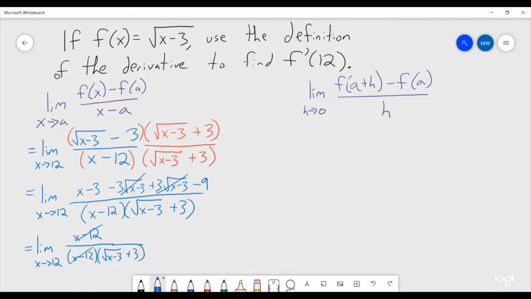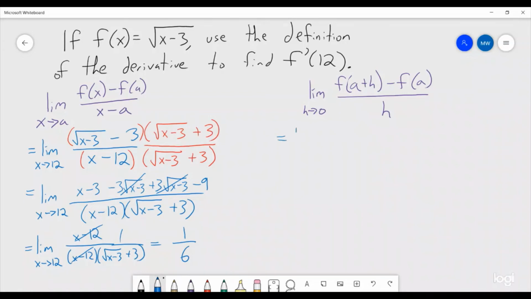The x minus 12s will cancel. We're left with a 1 on the top. We can now plug in 12, and we get 1 over 6. So that is how we would find the derivative at 12 using the first definition. Now how about the second definition? How would we do that one?